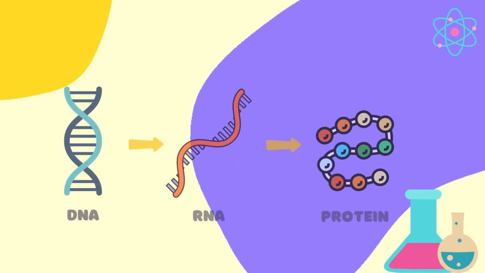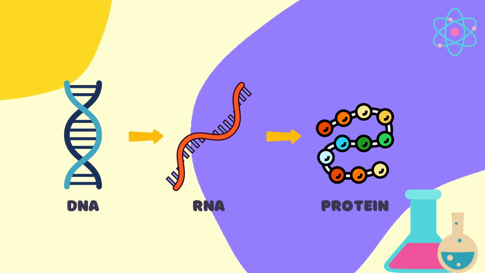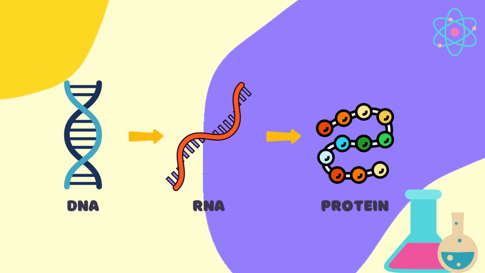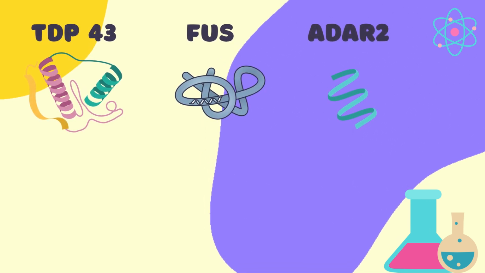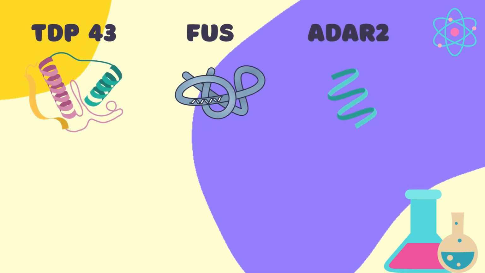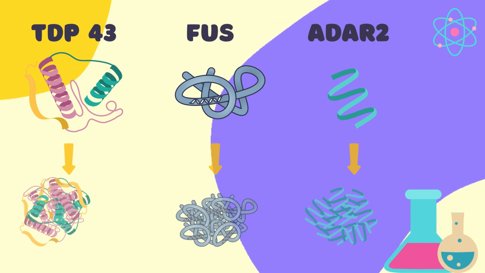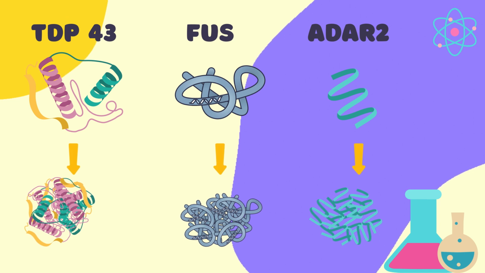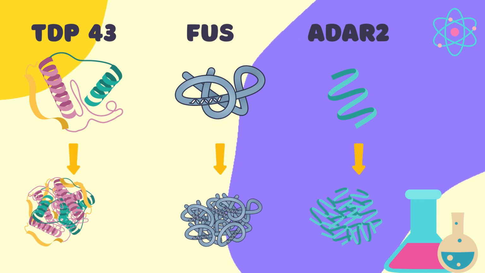RNA processing is an essential function that occurs inside every cell, including motor neurons. In healthy cells, RNA is transcribed from DNA, processed, then used as a blueprint for making proteins. But in ALS, this process breaks down. Proteins that help regulate RNA, such as TDP-43, FUS, and ADAR2, are critical to this process. When these proteins malfunction, the RNA processing system becomes disrupted, leading to the production of dysfunctional proteins. These proteins accumulate and form toxic aggregates inside neurons, causing them to lose their function and eventually die.